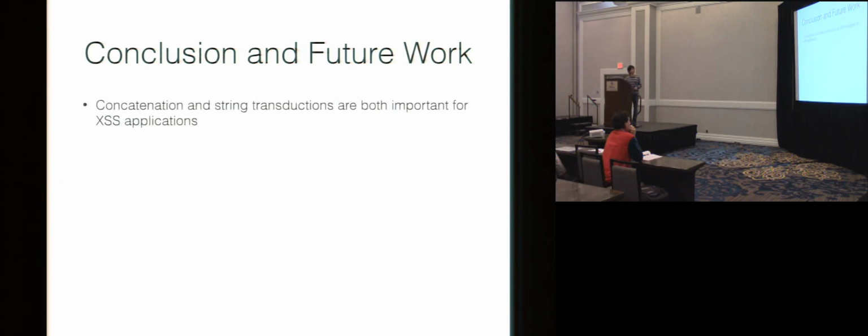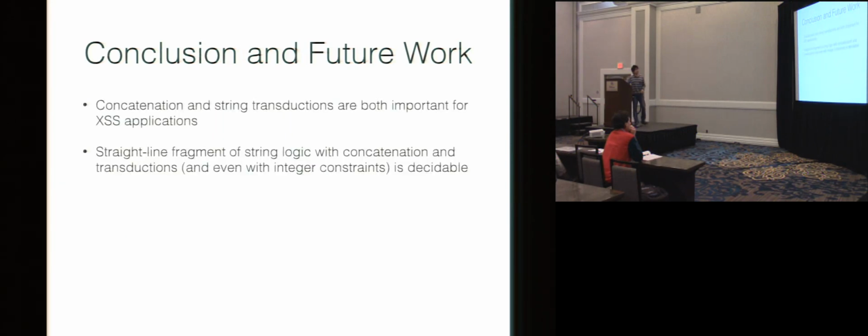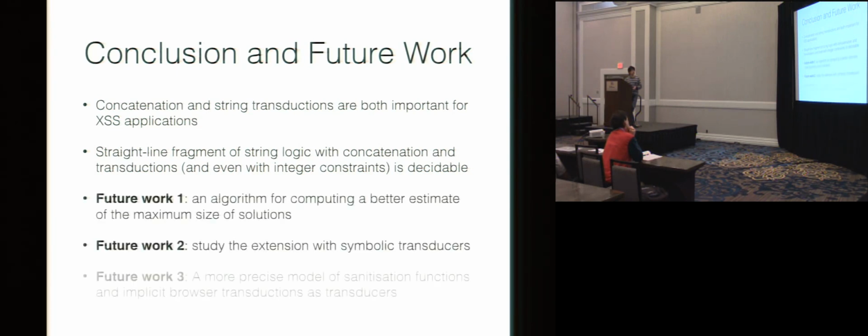Okay, so conclusion and future work. We've argued that concatenation and string transductions are both important for XSS applications, and that we have a straight line fragment of string logic with concatenation and transductions that is decidable, even with integer constraints as well. There are 3 future work items here, but maybe I'll just ask you to ask me during the question time. So, thank you.